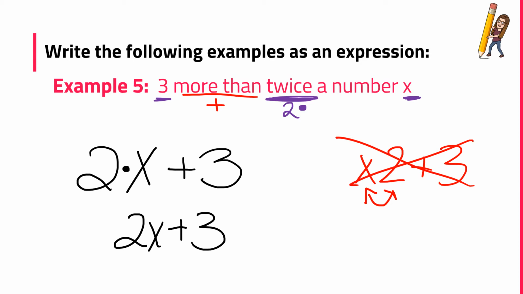I would also accept if you had 3 plus 2x. More than tends to come after. But addition's commutative. That means no matter the order you add, you have the same answer. So I would also accept that third option.